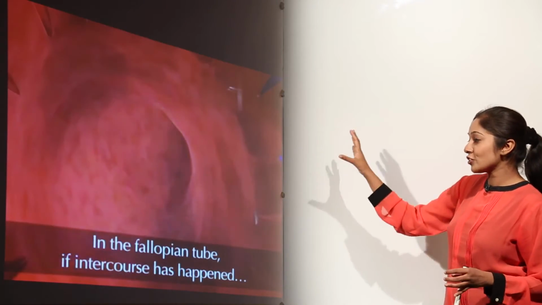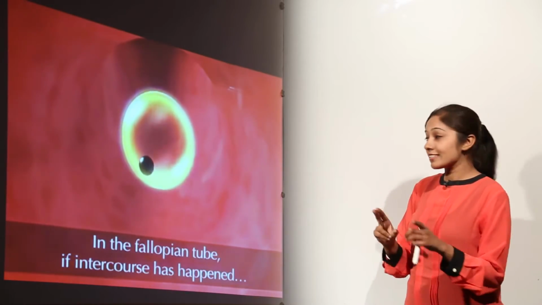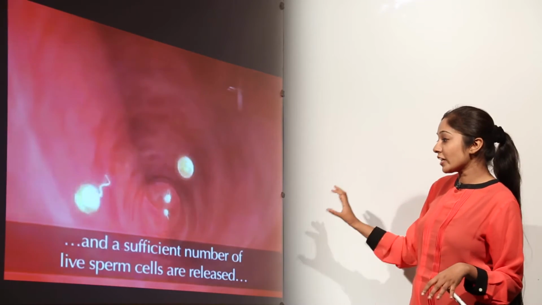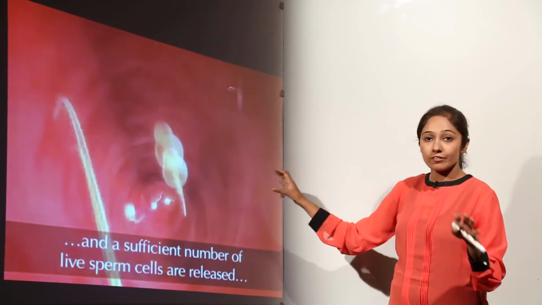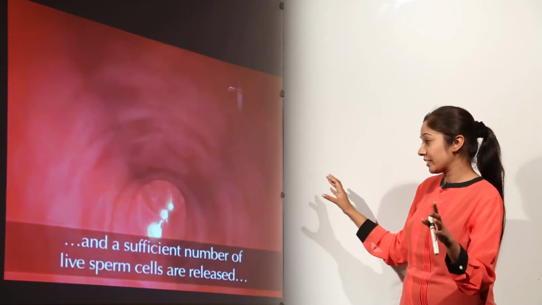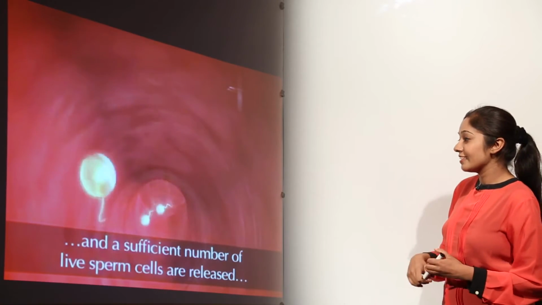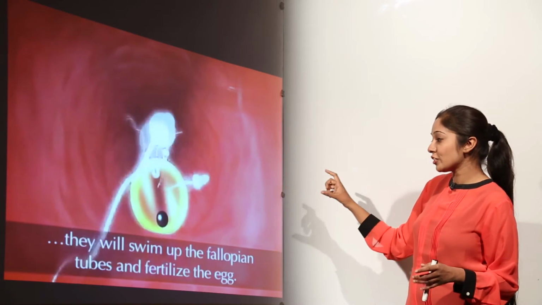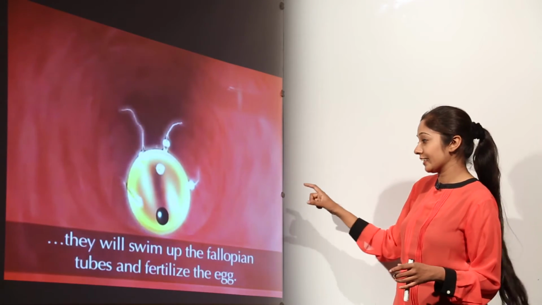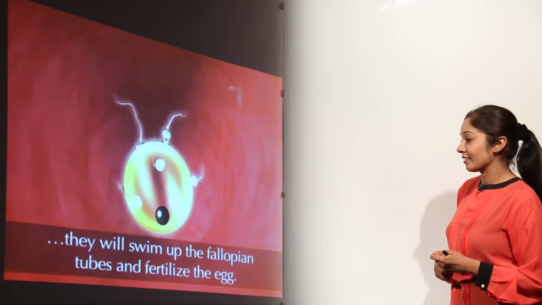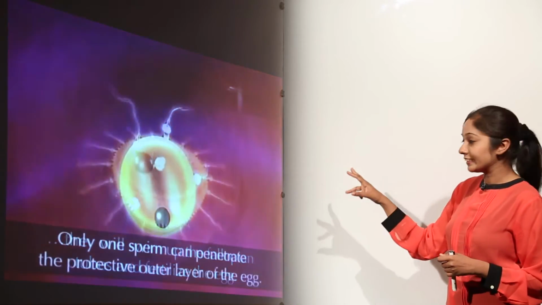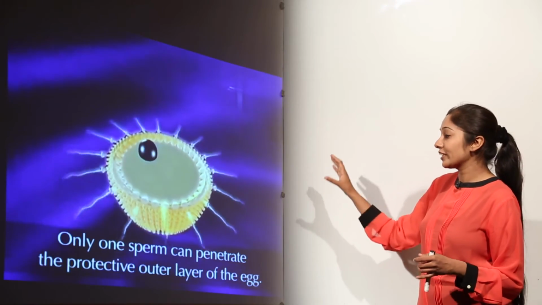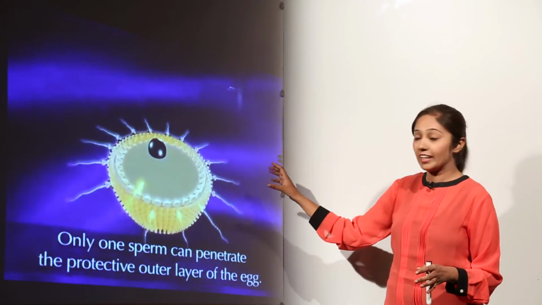And in the fallopian tube, if intercourse has happened, a sufficient number of live sperm cells are released, but only one is going to penetrate. These are millions of sperm cells, and they will swim up the fallopian tubes and fertilize the egg. This is fertilization, but only one sperm can penetrate the protective outer layer of the egg.